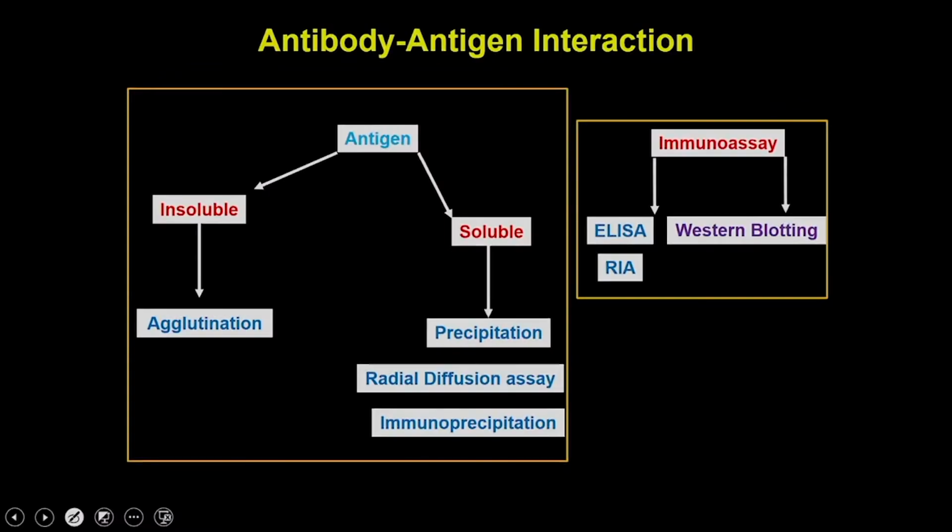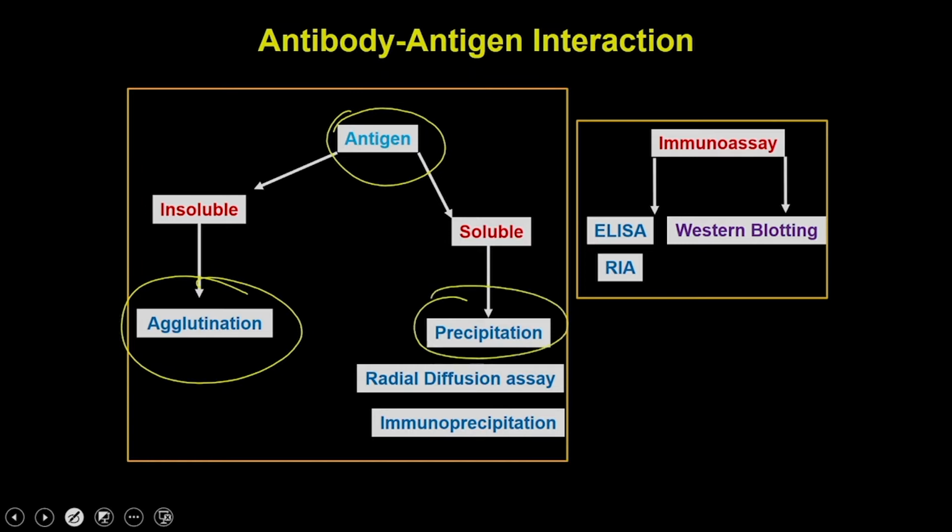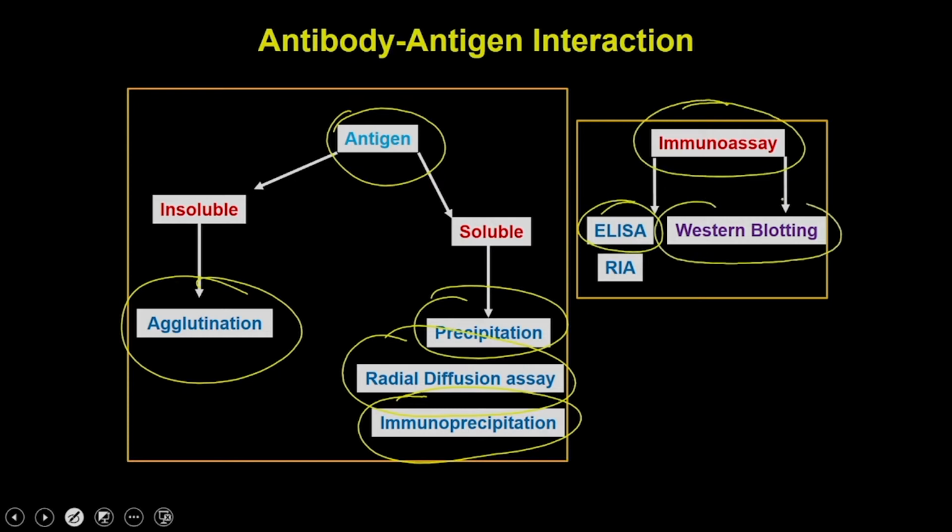So, this is all about antigen-antibody interactions. We discussed agglutinations, precipitations, radioimmunoassays, and immunoprecipitations. Within the immunoassays we also discussed the ELISA, and now we are going to discuss Western blotting.